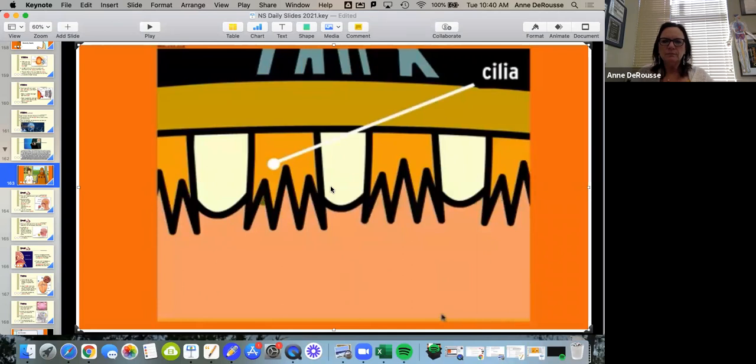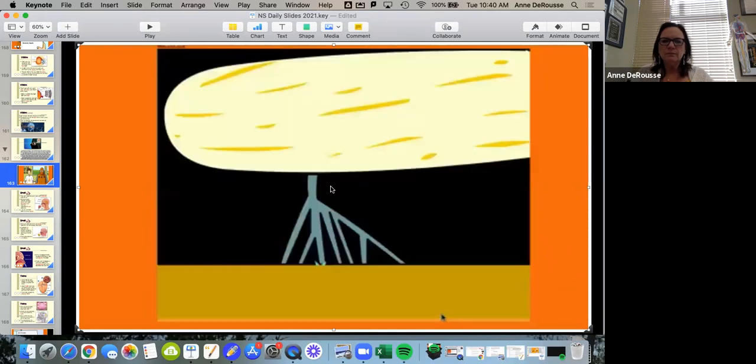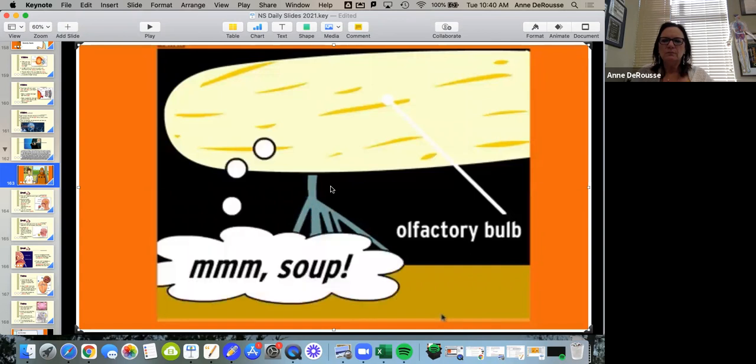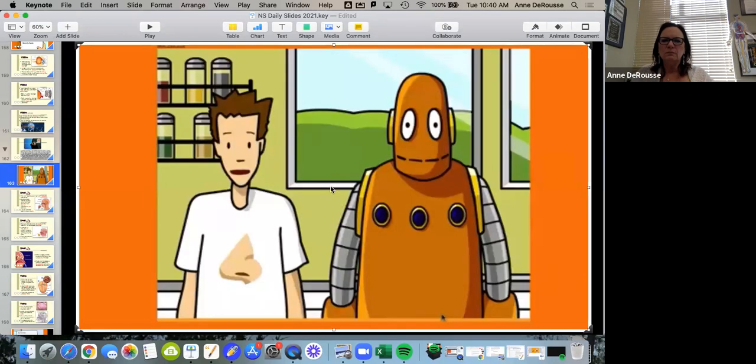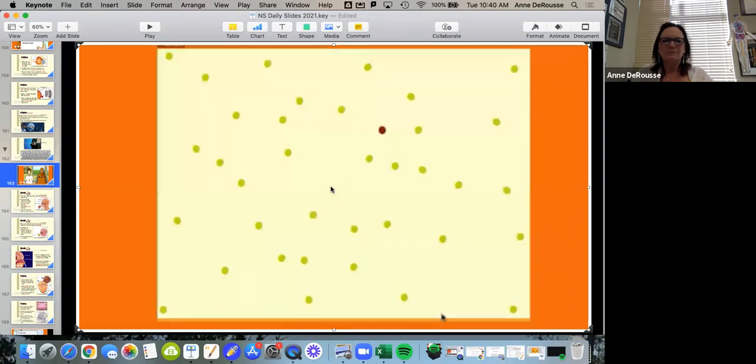When a molecule hits the hairs, they send a signal through a nerve to your olfactory bulb. The olfactory bulb is an extension of the brain that interprets different kinds of odors. One smell cell in your nose can distinguish between hundreds of different kinds of smells. Not only that, it can detect odors in concentrations as small as 1 part per million in air. Isn't that amazing?